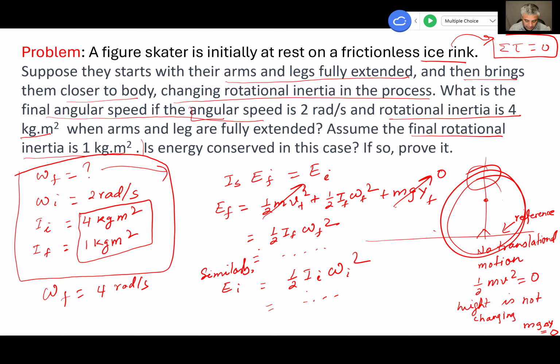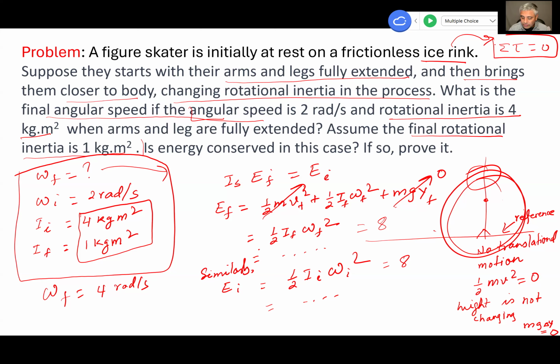So I_I is 4 and omega squared means 16. Half is 8, looks like. And for this one, I_F is 1 and omega_F is 4. So 16 and half, looks like they are basically the same.